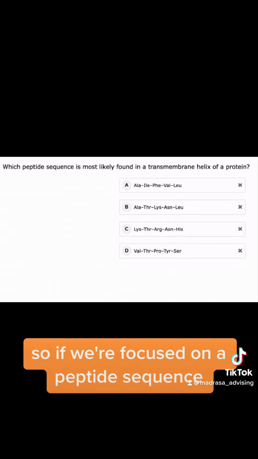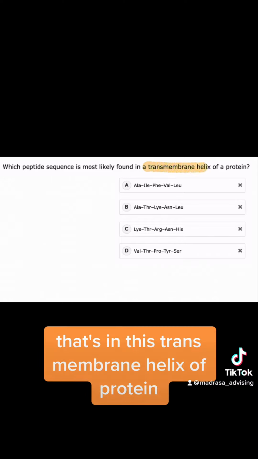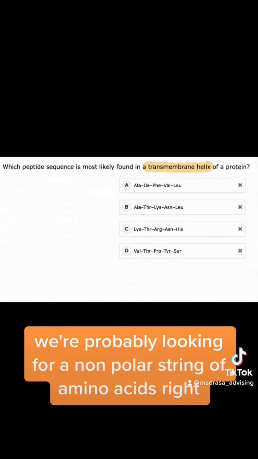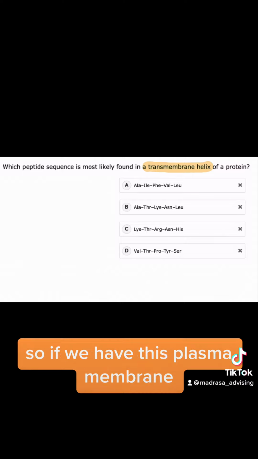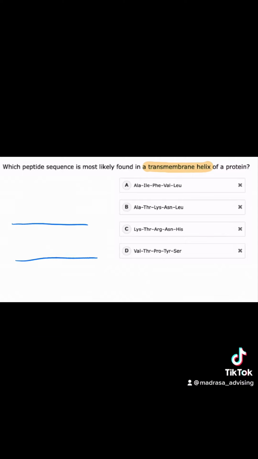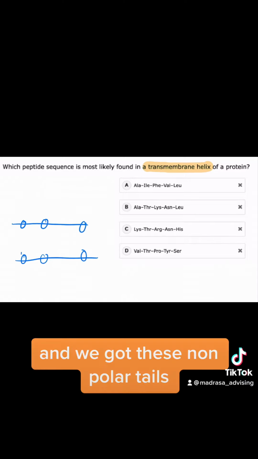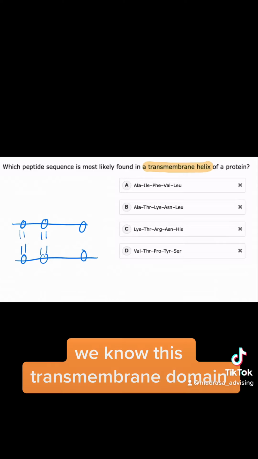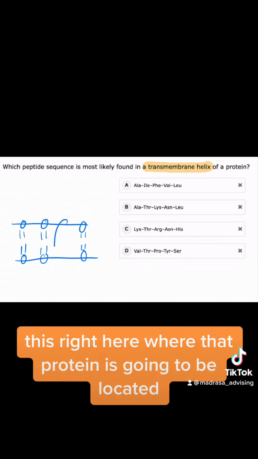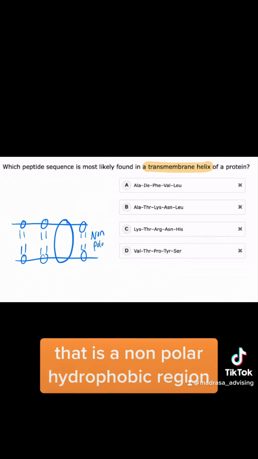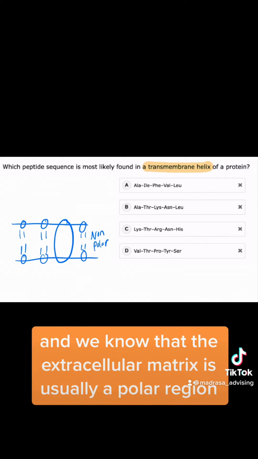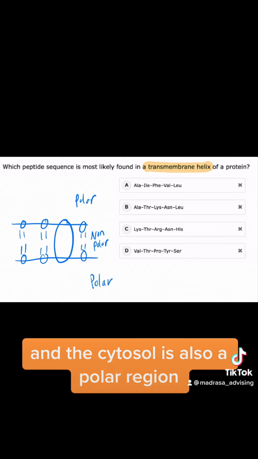So if we're focused on a peptide sequence that's in this transmembrane helix of a protein, we're probably looking for a nonpolar string of amino acids, right? So if we have this plasma membrane and we got our polar heads and we got these nonpolar tails, we know this transmembrane domain, this right here where that protein is going to be located, that is a nonpolar hydrophobic region. And we know that the extracellular matrix is usually a polar region and the cytosol is also a polar region.